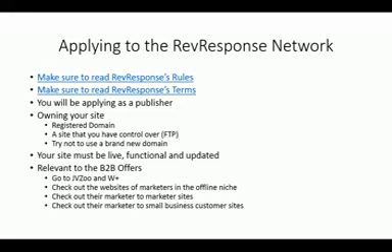Okay, so as you make an application to the RevResponse network, there is a link in this slide presentation. There is a link in the PDF, and you can click the link that says, make sure to read RevResponse's rules. You can actually apply and start your application process to RevResponse. Understanding those rules, you can be successful in being a publisher on the network. Understanding that this is a business-to-business network, you want to make sure that you give the appearance and that you give them confidence that you're going to be able to generate that kind of traffic.